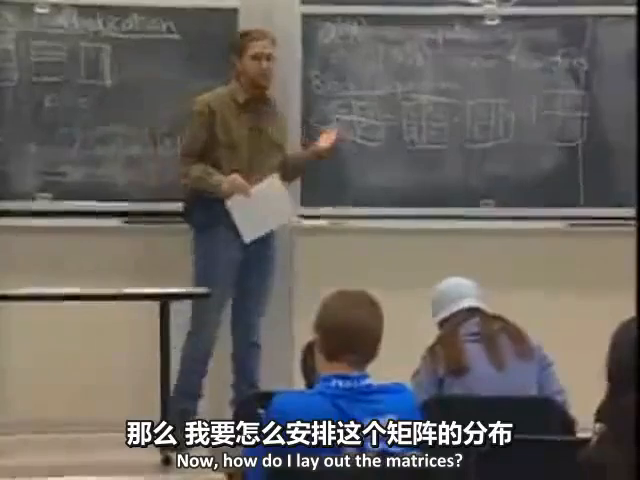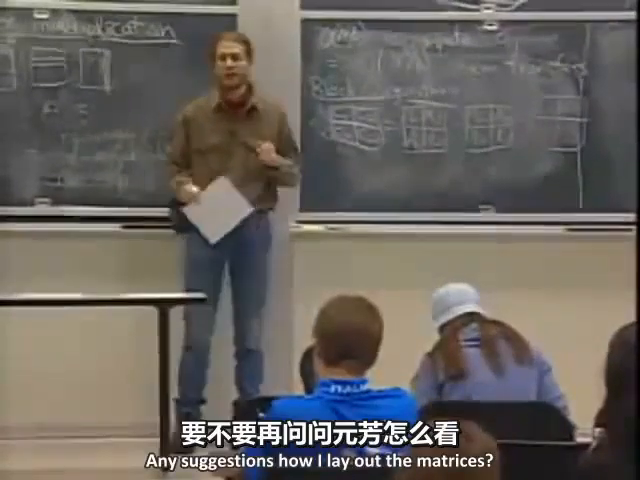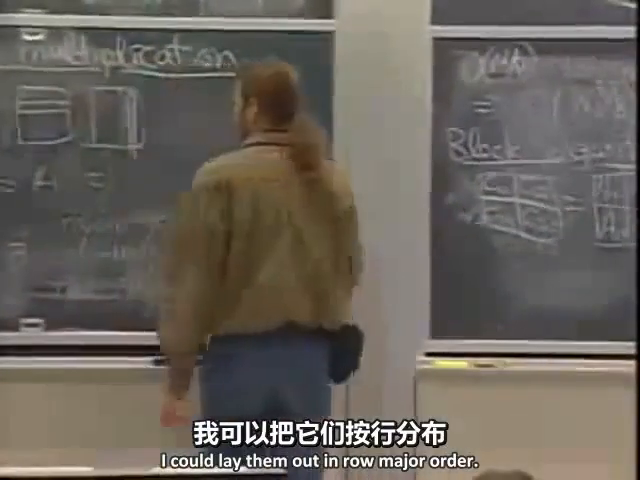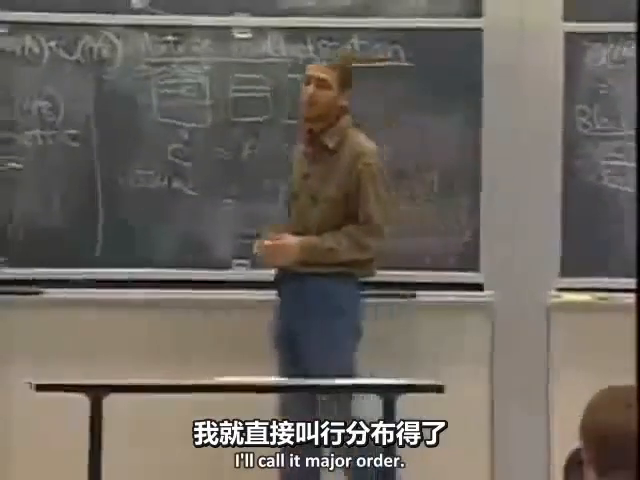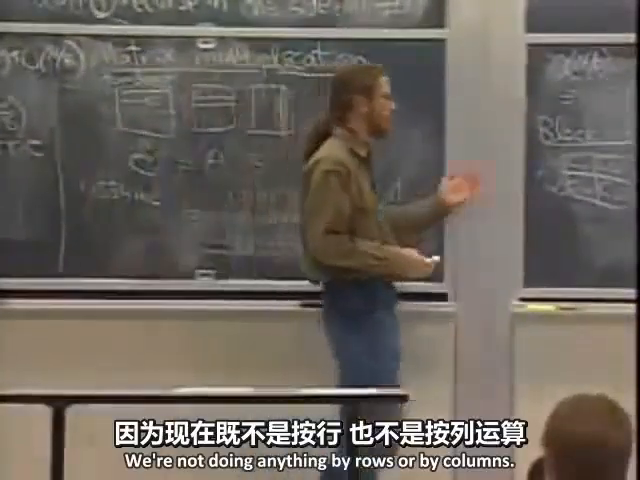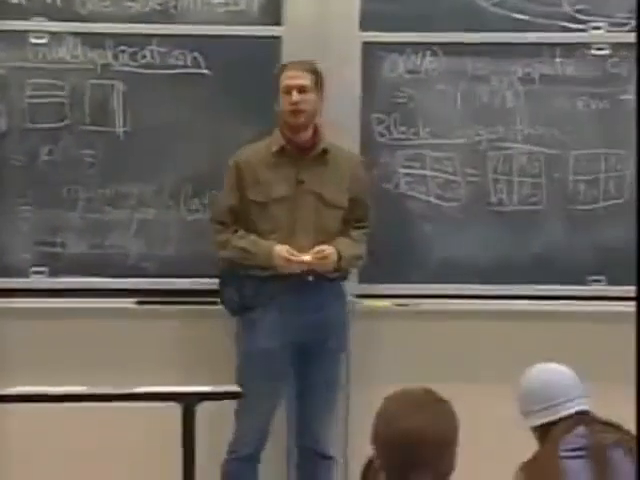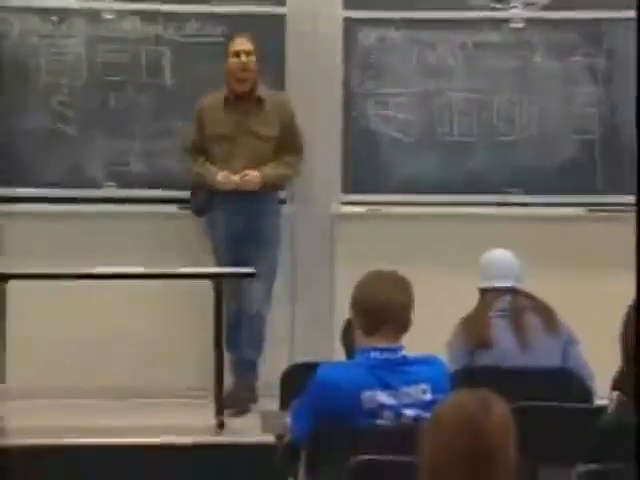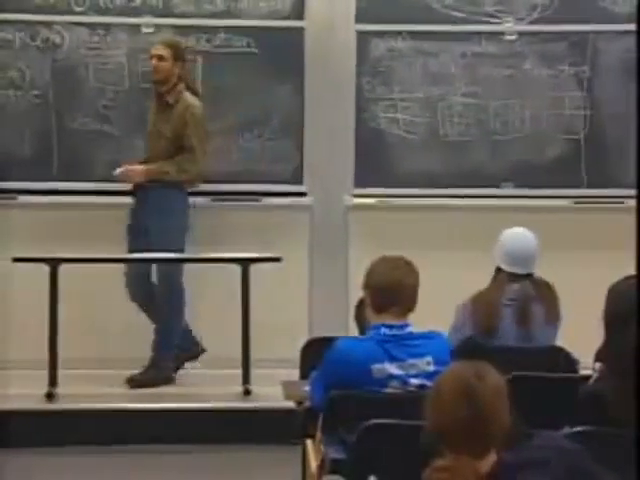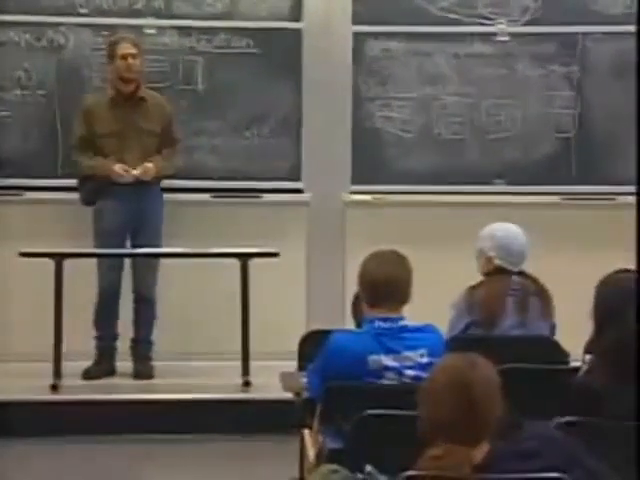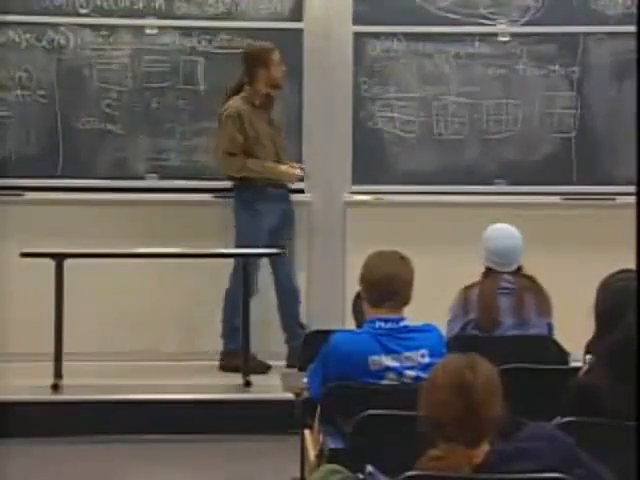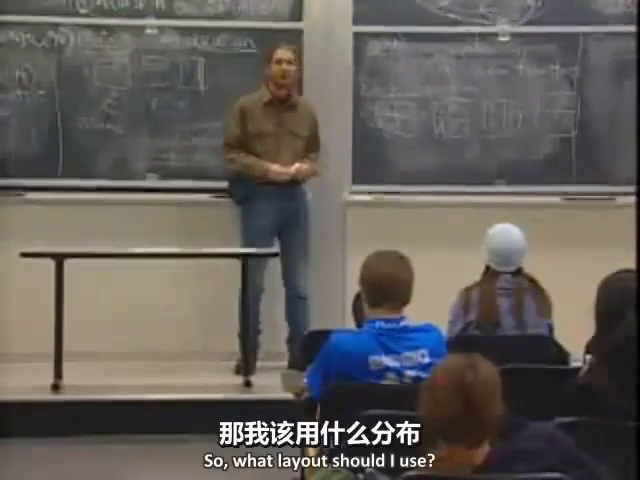Now, how do I lay out the matrices? Any suggestions how I lay out the matrices? I could lay them out in row major order or column major order, but that might be less natural now. You're not doing anything by rows or by columns. So what layout should I use?